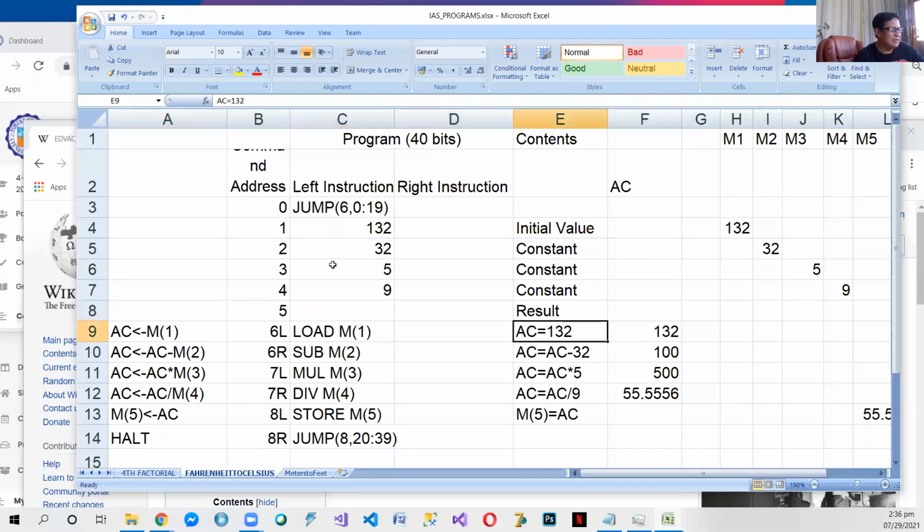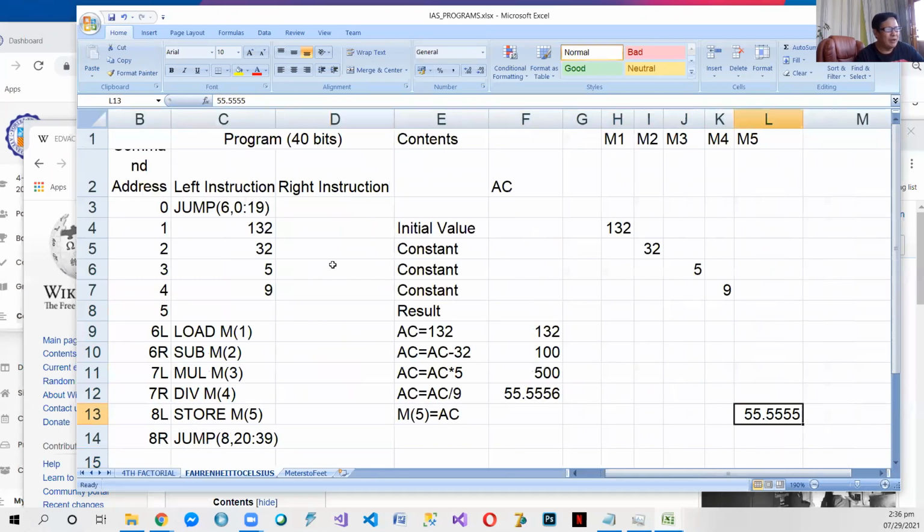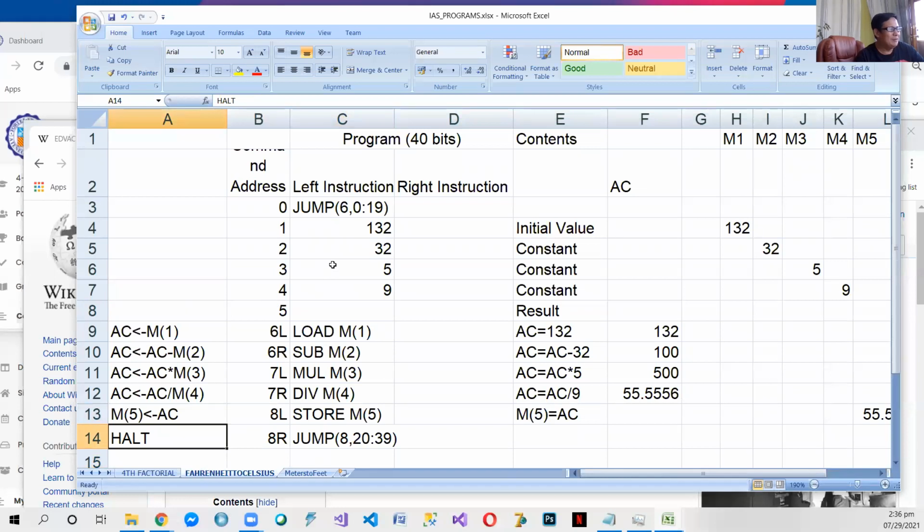Load M1, so AC receives 132. And then we have sub M2, we subtract 32. So AC becomes 100. And mul M3, M3 is 5, so we multiply by 5, 500. And then div M4, divided by 9. And then we store it to M5, which is the final result. And then we do a halt. Do you follow?